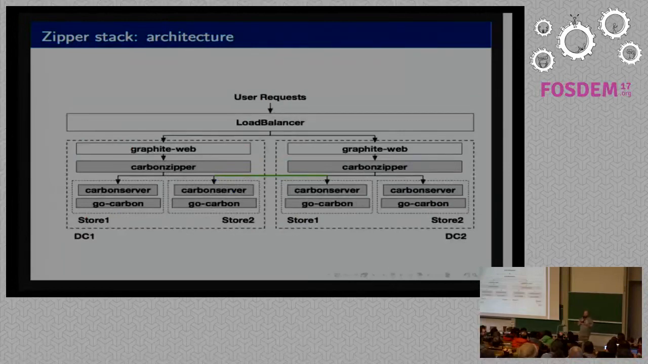This actually required more than just writing one daemon. We have one daemon running on the front end, which does the querying. At first, we were trying to use Carbon Cache's own cache, querying it, but we also saw some performance problems in this case. So we wrote Carbon server, another small daemon that just reads the data from disk and presents it to the Carbon zipper.